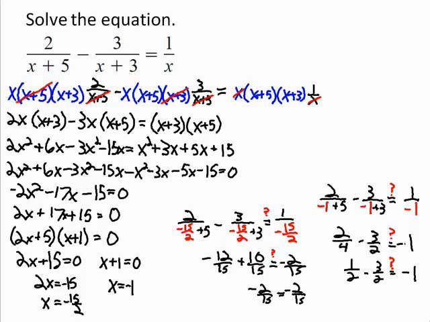On the left side of the equation, the two fractions have the same denominator, so you can subtract the numerators. Negative 1 is equal to negative 1, so x equals negative 1 is a solution. The solutions to the equation are x equals negative 15 halves and x equals negative 1.